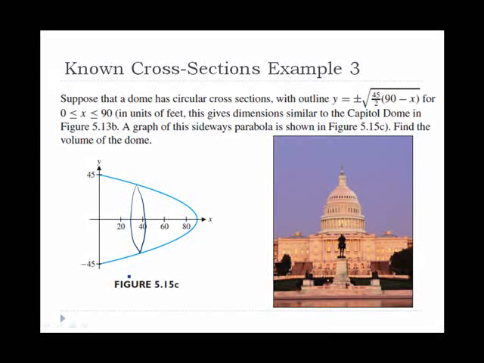And we're going to be integrating that from 0 up to 90. Alright, so I'm going to draw it this way, just to give you a little bit better idea. They said it was looking like the Capitol Dome, so it would be like this. And your circular cross-sections, put those in here.